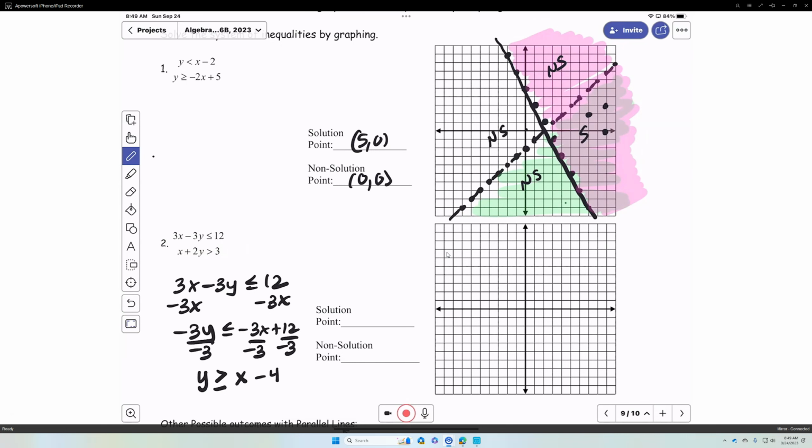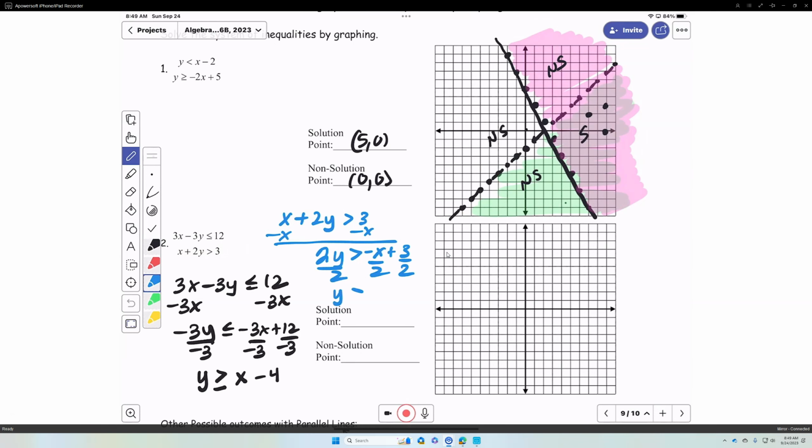I'm going to use a different color, and I'm going to put the other equation in slope-intercept form. So the first step is to subtract x from both sides. So you have 2y is greater than negative x plus 3. You notice I divided by negative x. The next step is to divide by 2. So y is greater than negative x over 2 plus 3 over 2.